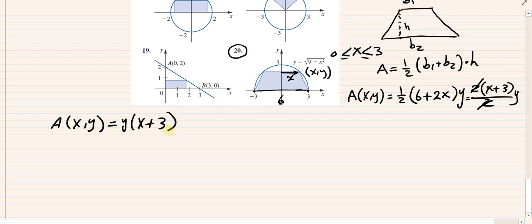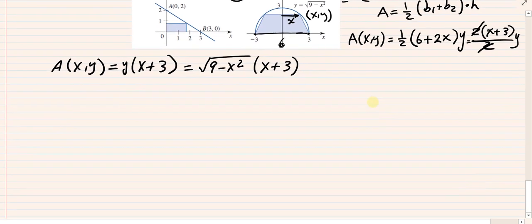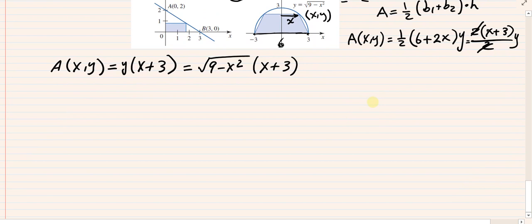And remember, all our functions must be in terms of just x or just y. We are given the equation for y, right? The equation of a half circle. So that's going to be square root of 9 minus x squared times x plus 3. And then with that, we can go to our routine. At this point, this is a function of x only, right? So we started with a function of x and y, we ended up with a function of x.